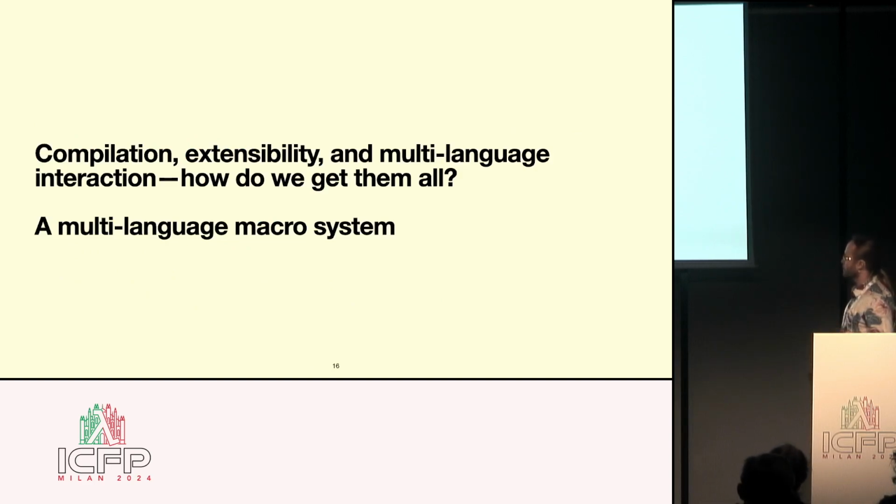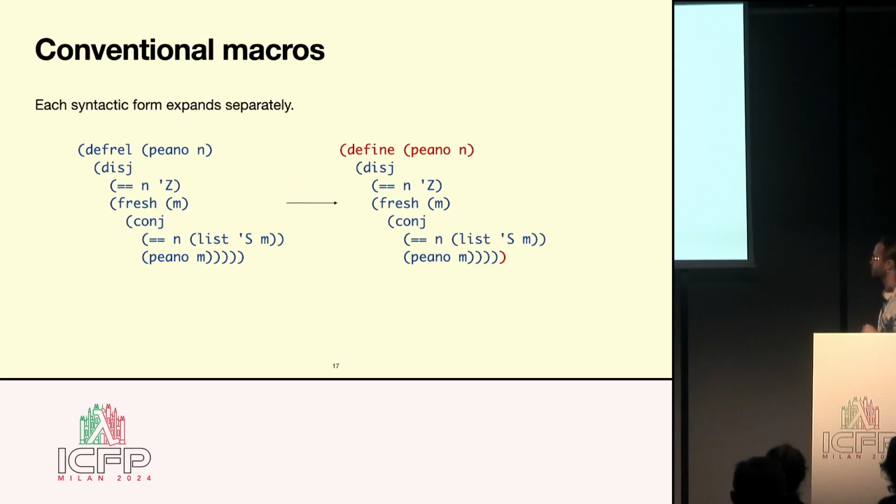So if we want all of these three things, but we know that with the most typical implementation strategies, we're not going to get them, what's the new solution today? And that's the multi-language macro system. So I have to take just a step back from that for a moment to say what conventional macros are so that we can draw a contrast, right? So if we were to implement the miniKanren DSL with conventional macros, what we would do is we would write a bunch of individual macros.